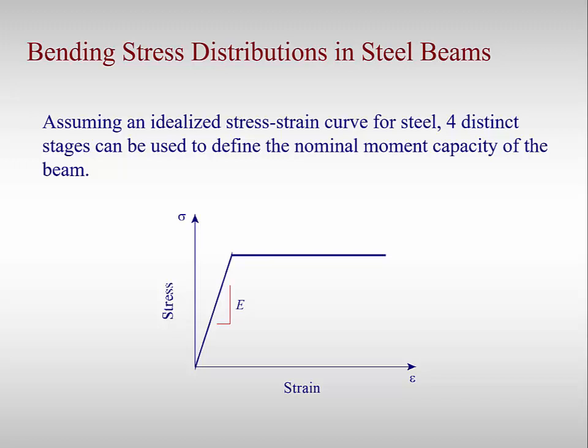The following discussion assumes an idealized stress-strain curve for steel. This is where the relationship between stress and strain is either perfectly elastic or perfectly plastic. This means that once the stress reaches the yield strength F sub y, it remains at F sub y for all additional strains.